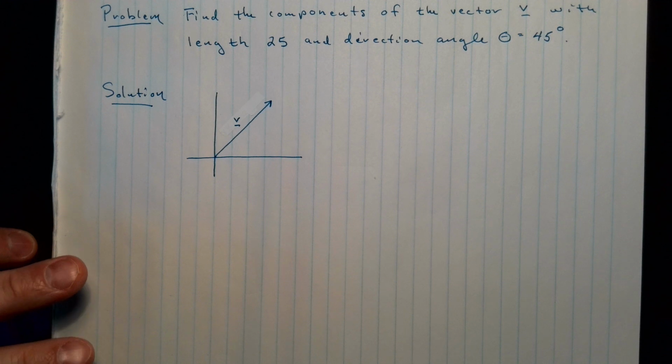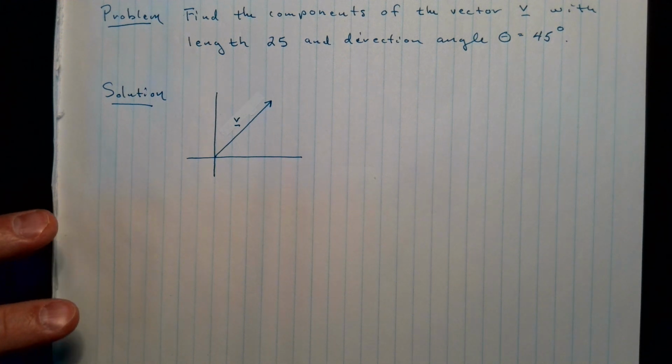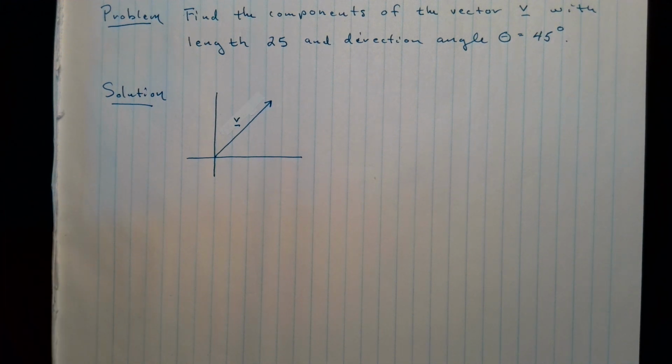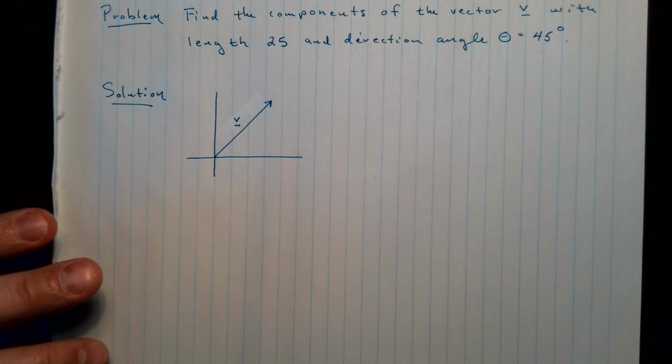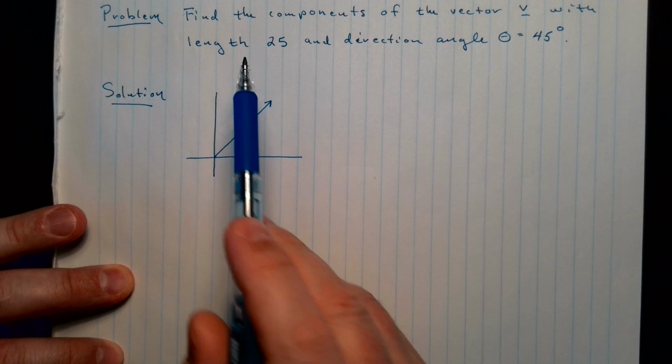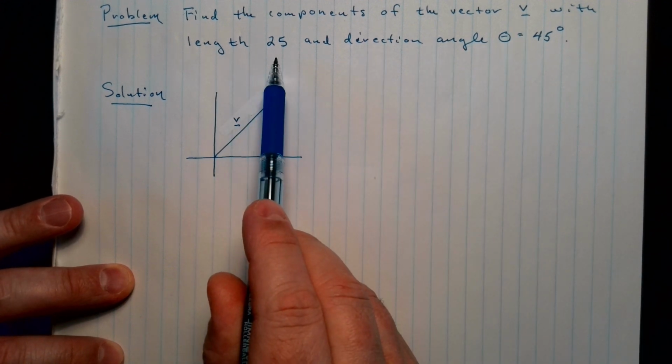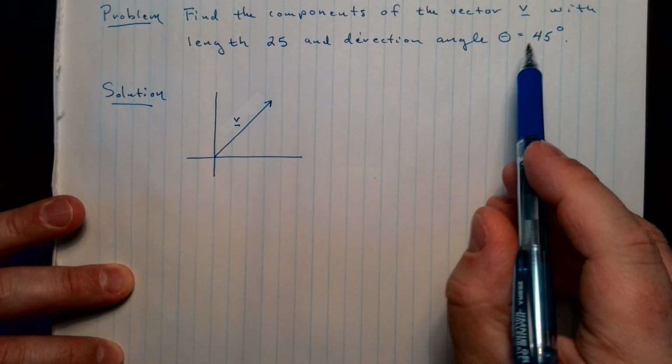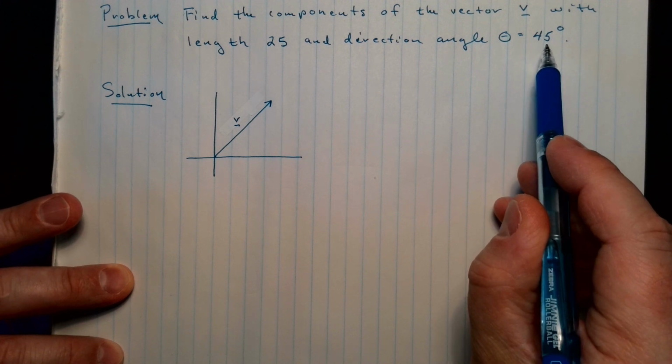In this video, we're going to look at finding the components of a vector, given that we know the length of a vector and the direction angle of that particular vector. So in this problem, we're told that the length of this vector v is 25 units, and it also has a direction angle of 45 degrees.